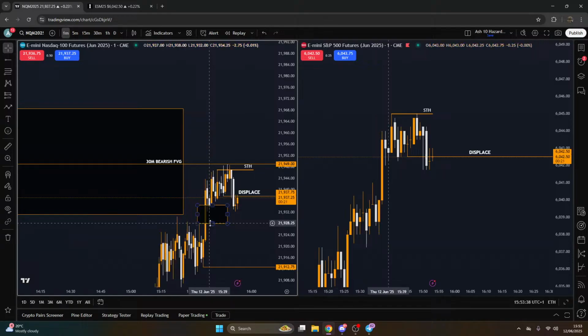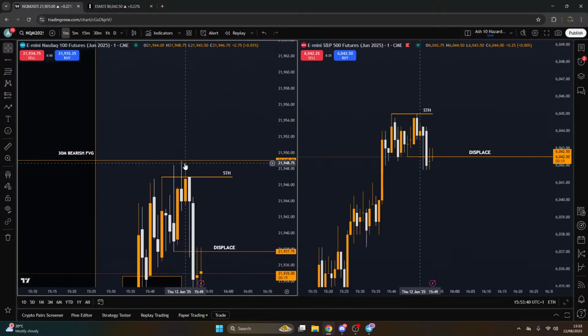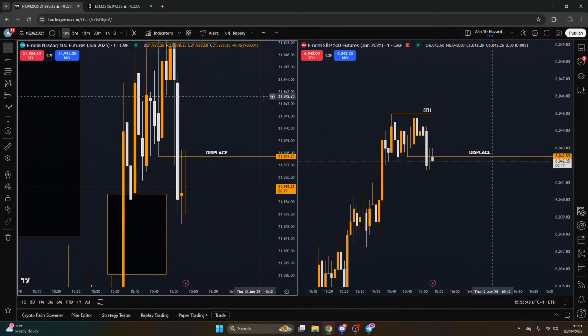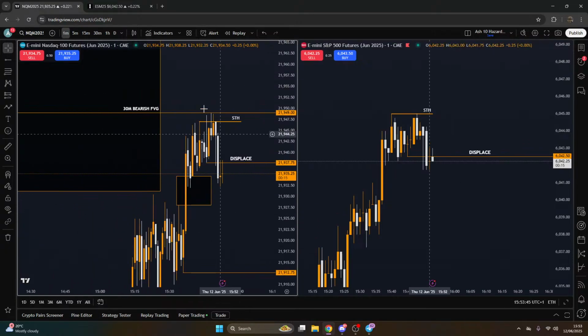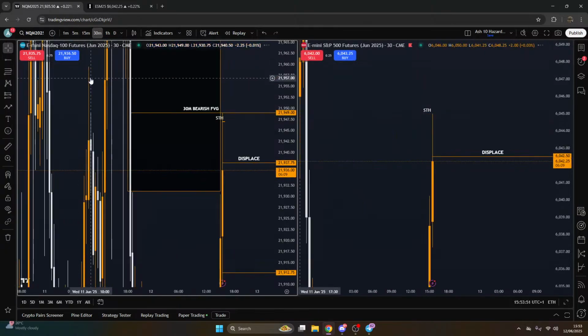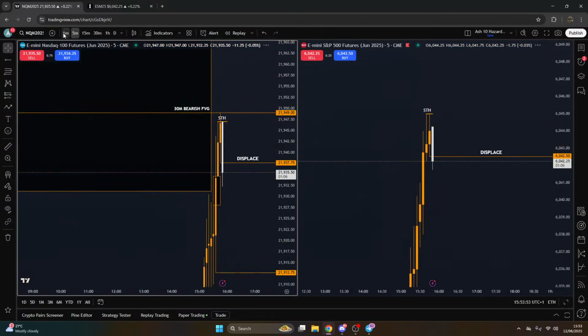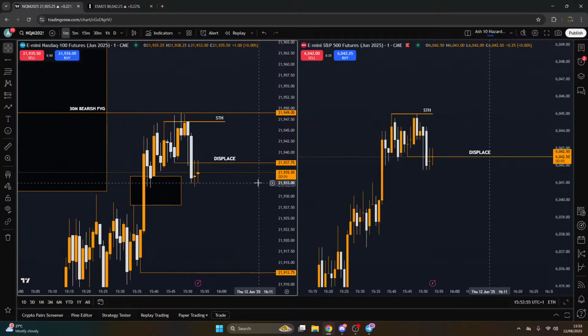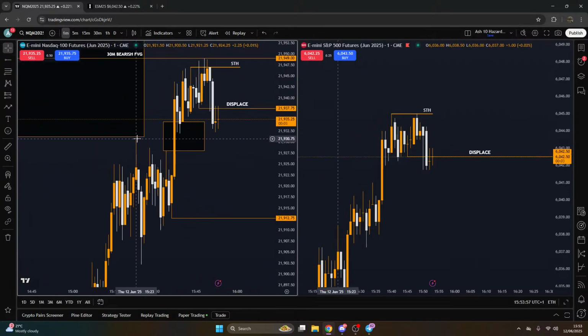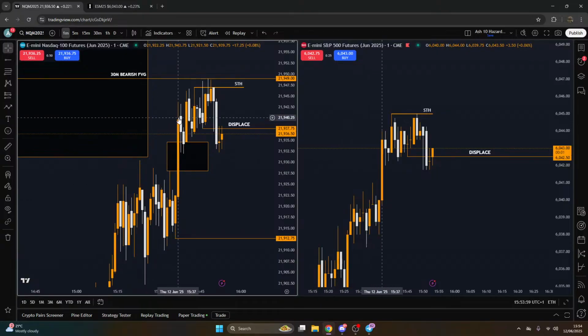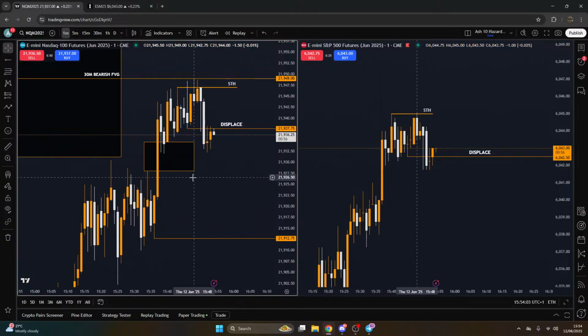But yeah, you can see how we've tapped the 50% range of that gap, and we're now moving lower. So you could potentially take shorts there, I guess, but it's not very high probability. Some guy literally took shorts as soon as we tapped into the 15-minute gap and would have got absolutely demolished. Never to be seen again.